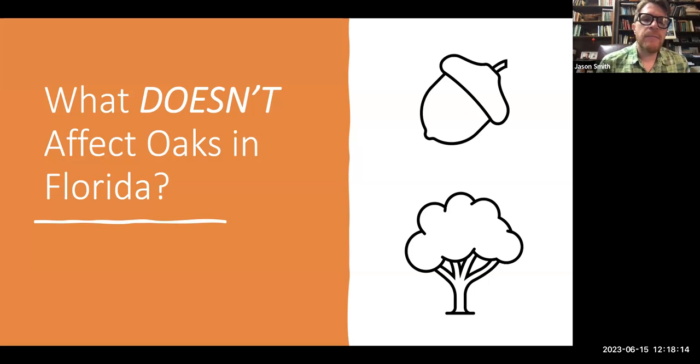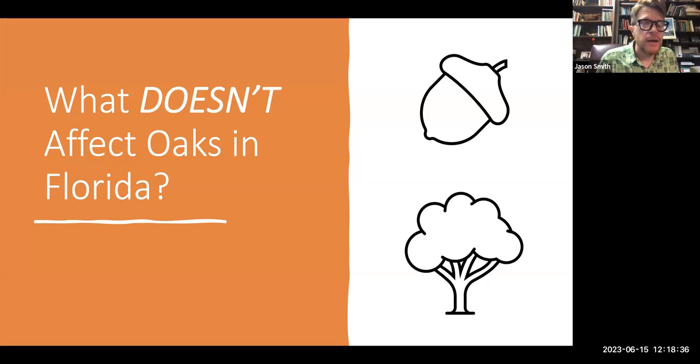And I wanted to right off the bat talk about a couple things that don't actually occur in Florida, or at least aren't known to occur in Florida, because we've had a lot of misunderstanding or confusion about some of these oak issues, mainly because they are known to be issues elsewhere and there's a lot of resources, a lot of information on the internet.